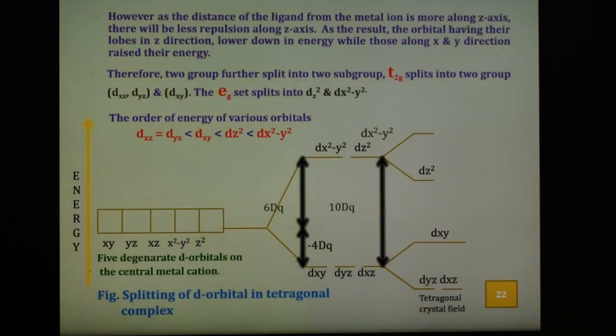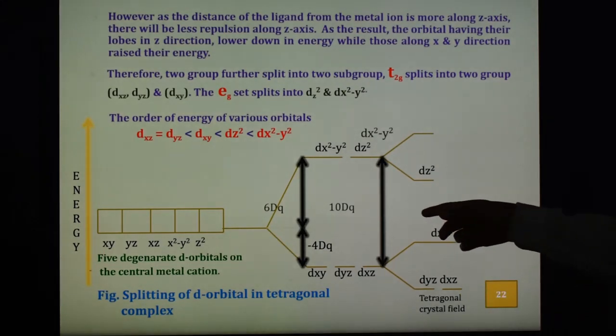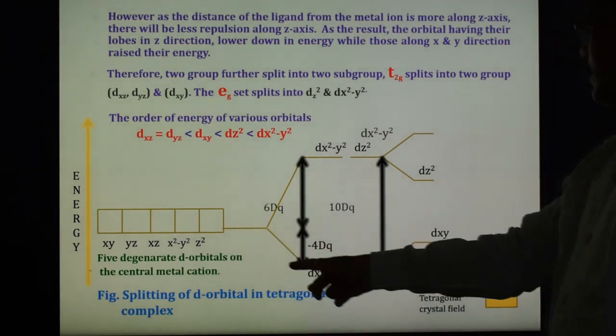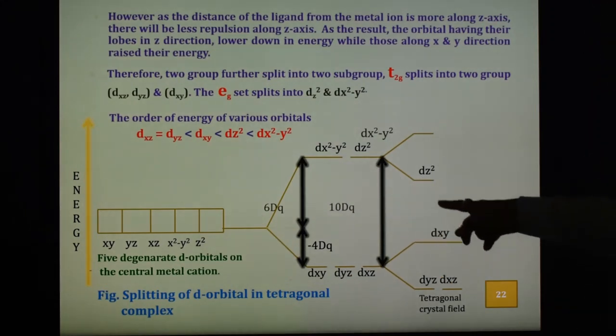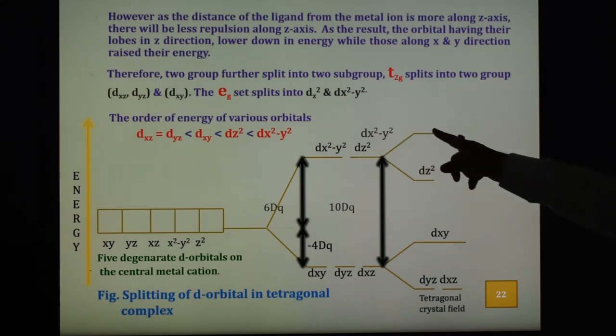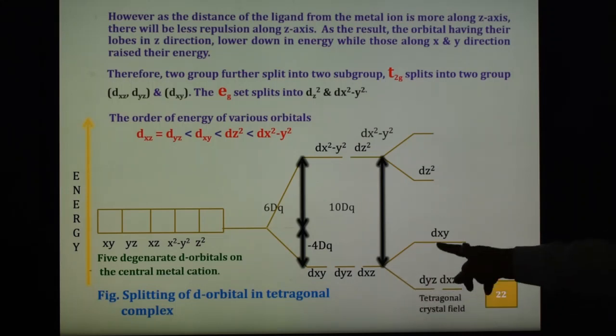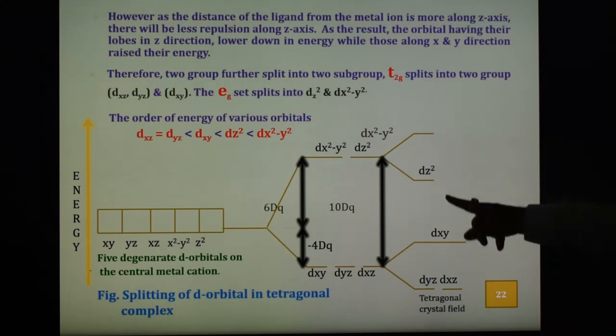Now how the splitting takes place here: the figure shows the order of filling in the tetragonal case. The five degenerate d orbitals form the T2g set and the Eg set. The Eg set again splits into two, dz square and dx square minus y square, and the T2g set again splits into two, with dxy at higher energy and dxz, dyz lower. So this is the tetragonal crystal field splitting shown in this figure. After octahedral splitting we get the tetragonal.